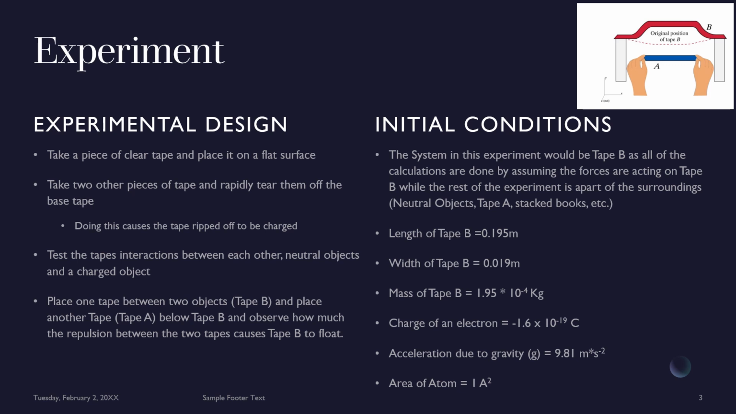I also record some other values here, which you can look over if you like. The most notable ones would be the charge of an electron, negative 1.6 times 10 to the negative 19th coulombs, the constant associated with gravity, and the area of an atom, that being 1 angstrom squared, which is a bit of an approximation for the sake of the lab.